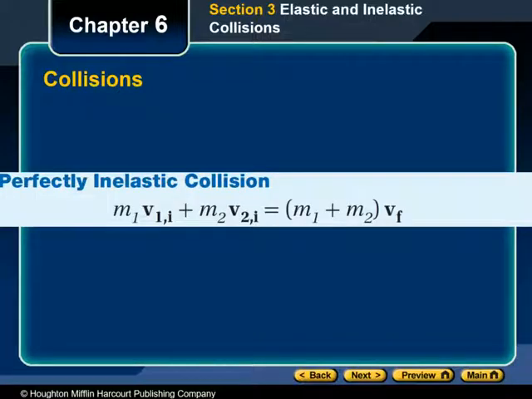Perfectly inelastic collisions are easy to analyze in terms of momentum, because the objects become essentially one object after the collision. The final mass is equal to the combined masses of the colliding objects. The combination moves with a predictable velocity after the collision.